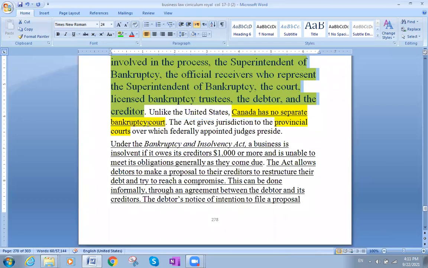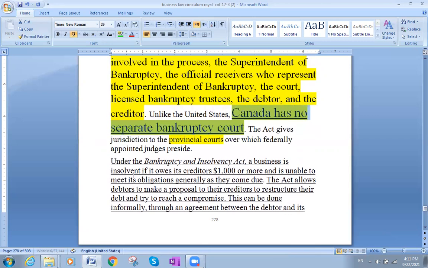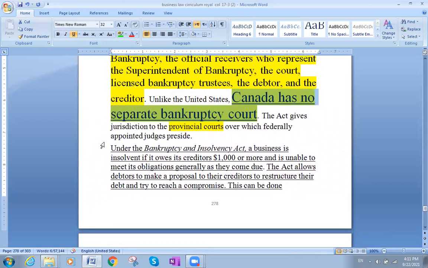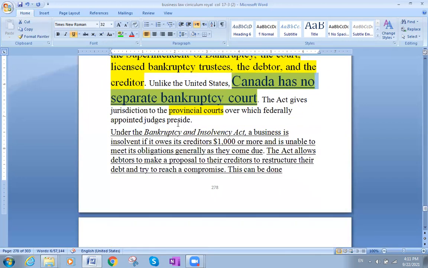Unlike the United States, Canada has no separate bankruptcy court. We don't have a bankruptcy court here in Canada. There's no court for the bankruptcy. The act gives jurisdiction to the provincial courts, over which federally appointed judges preside.